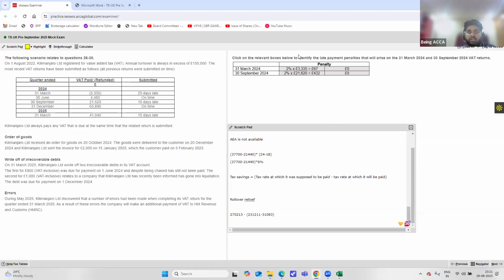Click on the relevant boxes below to identify the late payment penalties that will arise on the 31st March 2024 and 30th September 2024 VAT returns. Guys, in the previous question, one more thing that you should remember is penalty payments will only arise after you exceed your 4 penalty points. Before that, there will be no penalty payment that will arise. All right, you should keep this point in mind. All right, clear?